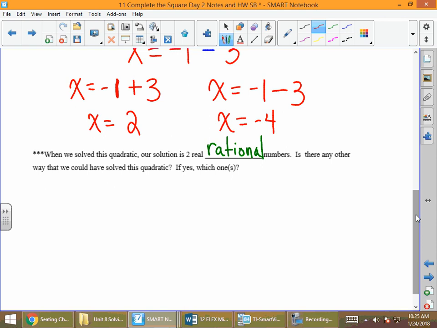Could we have used any of our other methods? In fact, one of our favorite things to ask you is, is this quadratic factorable? Could we have factored? Is there any other way? Yep, we could have factored. Well, after we factored, we did solve by graphing. Could we solve this quadratic by graphing? Most definitely.